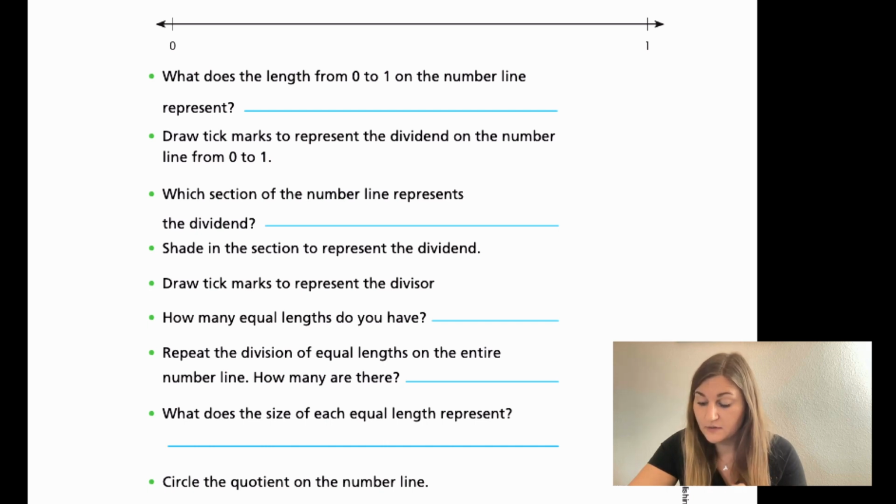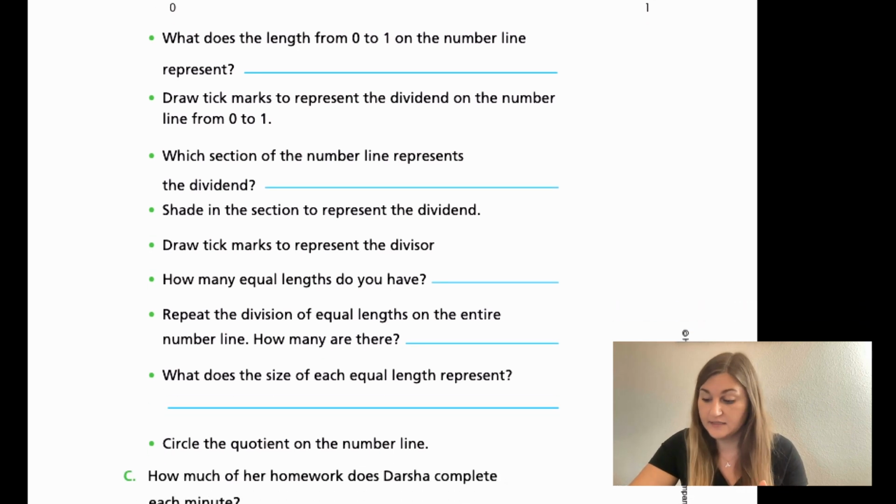Draw tick marks to represent the divisor. How many equal lengths do you have? Repeat the division of the equal lengths on the entire number line. How many are there? What does the size of each equal length represent? And then circle the quotient on the number line. So you're marking up your number line, you're shading, and you're circling. It's just telling you step by step what the number line should look like at the end.